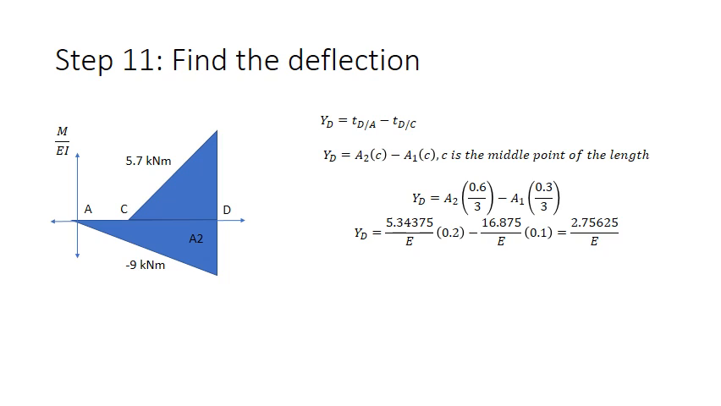So yD equals 5.34375 divided by E times 0.2 minus 16.875 divided by E times 0.1. So it will be 2.75625 divided by E.